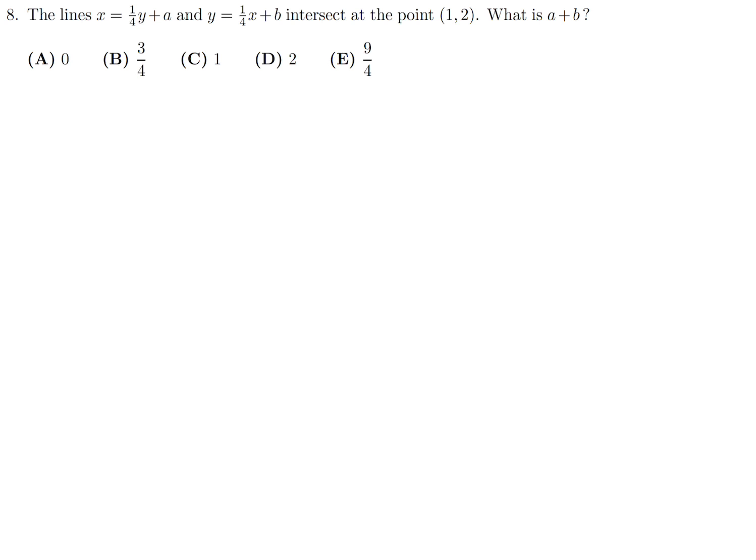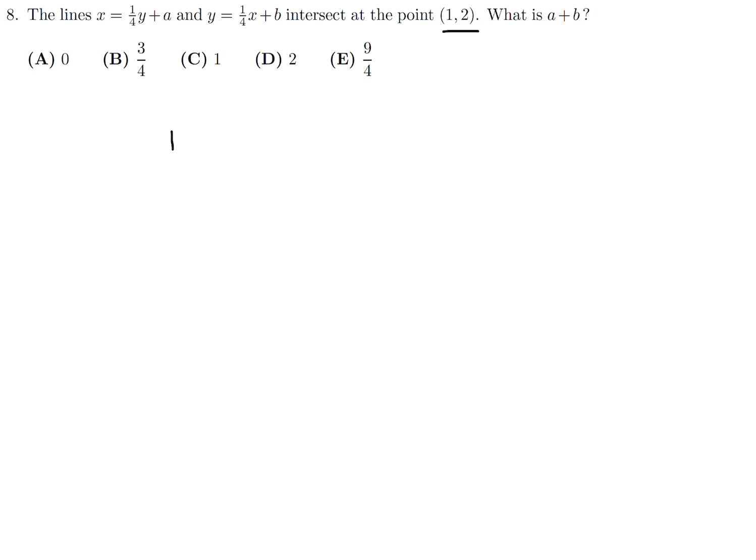Lines x equal to y over 4 plus a and y equals x over 4 plus b intersect at point 1, 2. What is a plus b? So we've got to figure out a plus b, and that should be not too big of a deal using that point. So let's substitute that in first to here, and let's see what we get.